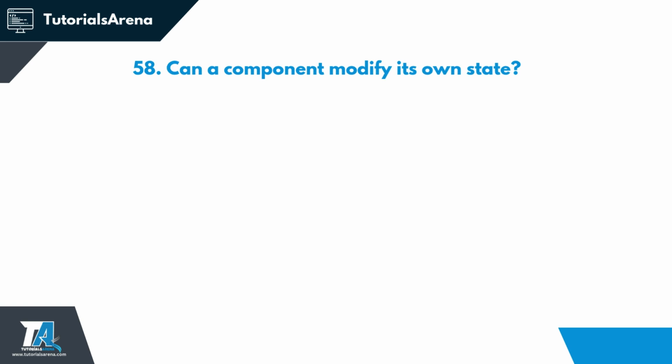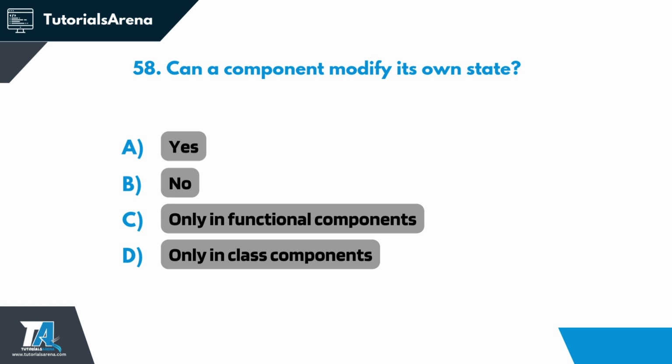Question 58. Can a component modify its own state? The options are: Option A, yes. Option B, no. Option C, only in functional components. Option D, only in class components. The correct answer is Option A, yes. Moving on to the next question.